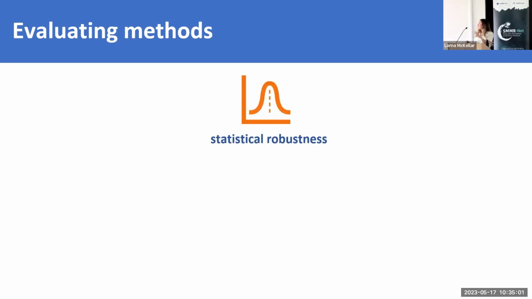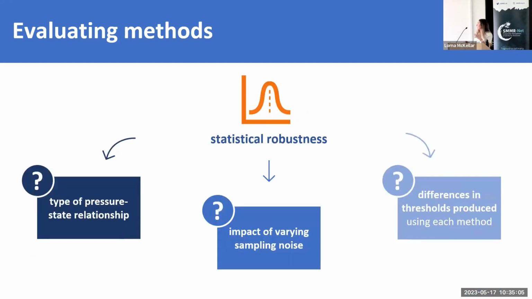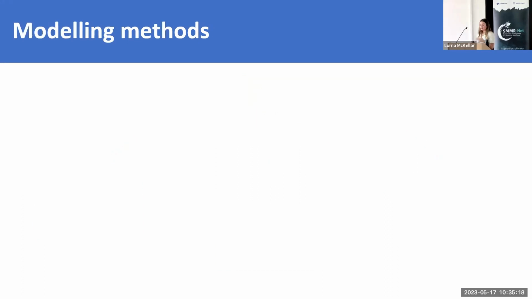Some of these questions kept coming up: does the type of pressure state relationship impact what thresholds ultimately produce? How noisy the data is, does that have an influence on the threshold? And just how different are the thresholds across the methods that they're producing? And so in order to answer some of these questions, I needed to model these different methods, generate my own data and feed that in, and then see what thresholds are ultimately produced.